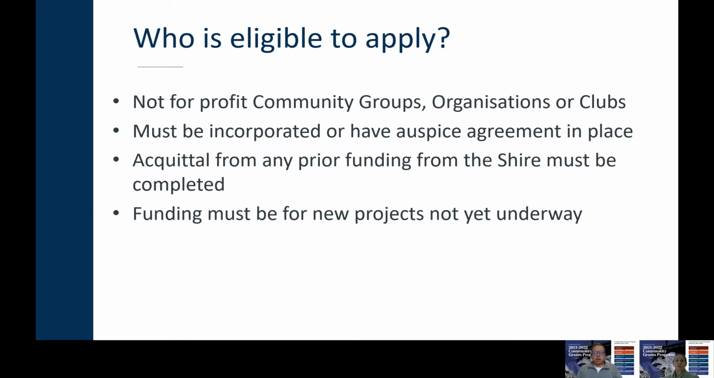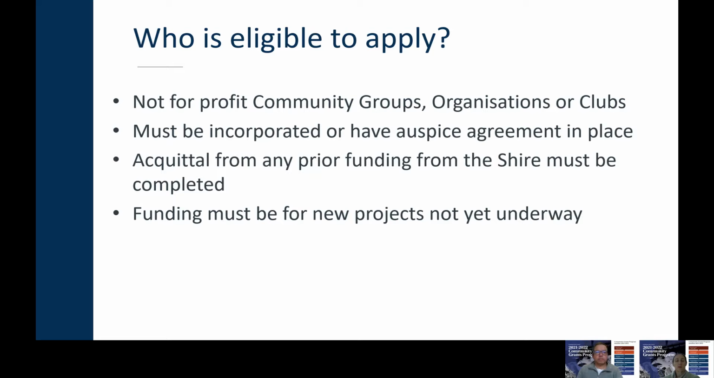So if we look at who's eligible to apply, it is all of our not-for-profit community groups, organisations or clubs. You must be incorporated or have an auspice agreement in place. In regards to the auspice agreements, we do see a lot of our community groups that aren't incorporated working closely with their action groups to provide that auspice arrangement. So that's potentially an option that you could look into if you aren't incorporated.